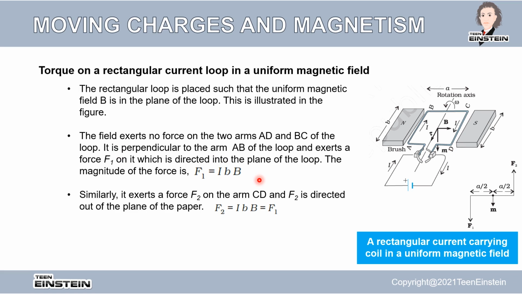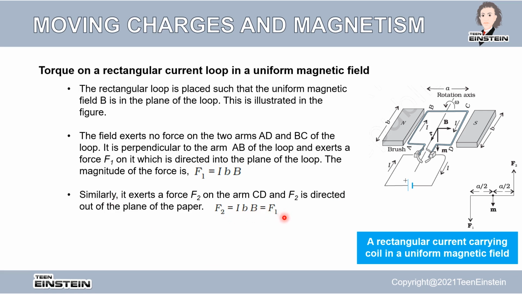The field exerts no force on the two arms AD and BC of the loop. Why? Because whatever force is exerted on one will be equal and opposite to the force exerted on the other. F1 is the force on AB, pointing downward, and F2 is the force on CD, pointing upward. Both are equal and opposite. Let's calculate these forces. The magnitude of the force F1 is equal to I b B. Similarly, it exerts a force F2 on the arm CD, directed out of the plane of the paper. So F2 equals I b B, which is equal to F1.